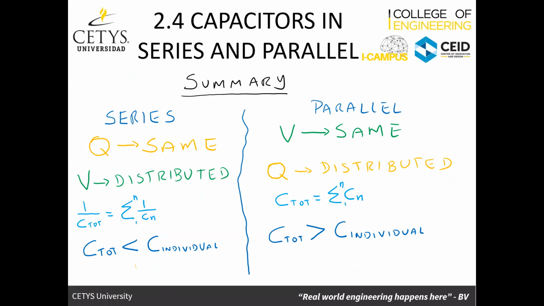In the case of series, if you had n capacitors, all the capacitors are going to have the same charge, and the voltage is going to be distributed. In parallel, the voltage is the same and the charge is distributed. The relationship between the charge and the voltage is that the charge is equal to the capacitance times the voltage. That also gives you that the voltage is equal to the charge divided by the capacitance, and that the capacitance is the charge divided by the voltage. So you can use any of those three formulas to find the rest.